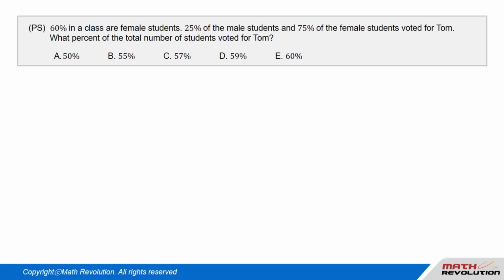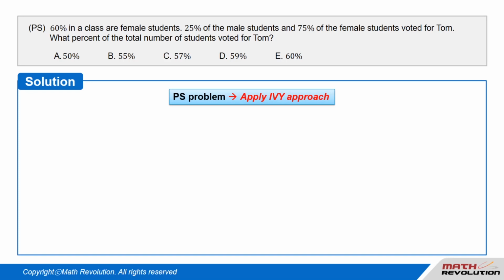PS. 60% in a class are female students. 25% of the male students and 75% of the female students voted for Tom. What percent of the total number of students voted for Tom? This is a PS problem, and we will use the Ivy approach to solve this question. This question precisely shows the standard Ivy approach. Be sure to remember the solving process. This type of question frequently appears in exams, so memorize the question as well.